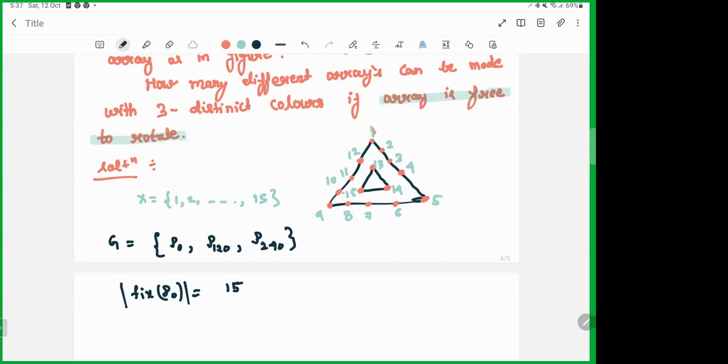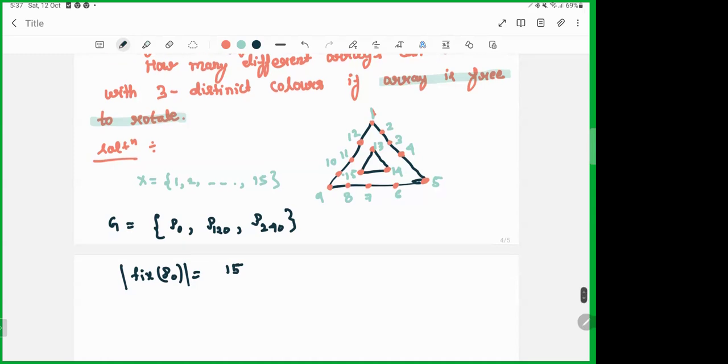Now each one has three choices. Each ball can be colored either red or one of the other colors. So how many colorings do we have for this one? We have 3 to the power 15. So the number of possible colorings equals 3 to the power 15.